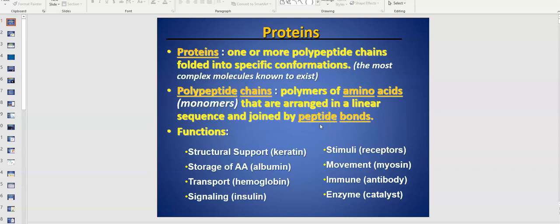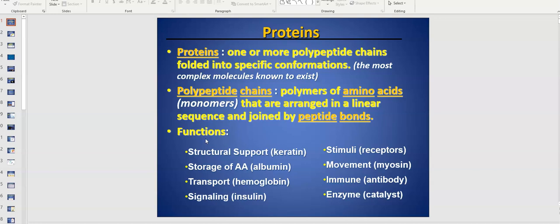The bonds that join these amino acids together, these monomers, to make the polymer that we call a peptide or polypeptide or a protein, is called a peptide bond. And proteins have lots of different functions, right? They can be structural support, like keratin that you find in your nails, or keratin is also what is in the nucleus that maintains its structure.